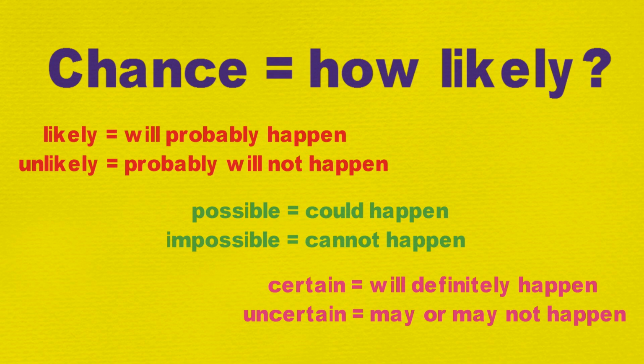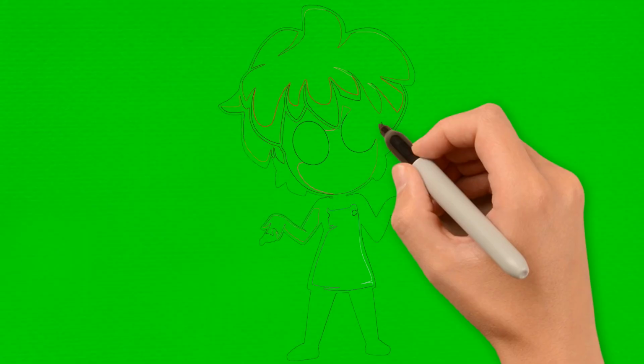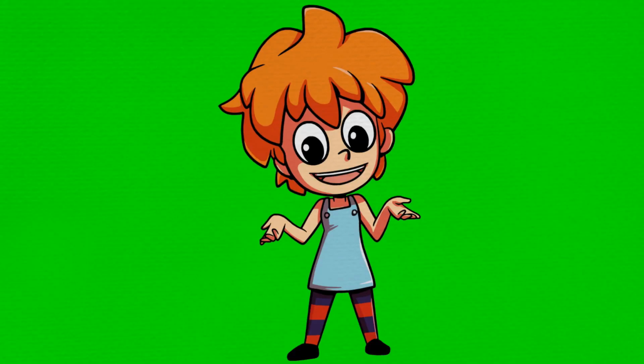Can you think of events that are likely, unlikely, possible, impossible, certain, or uncertain to happen today? Discuss your answers with someone. Now you can watch this video again or try the quiz and look at the chart that comes with this video.